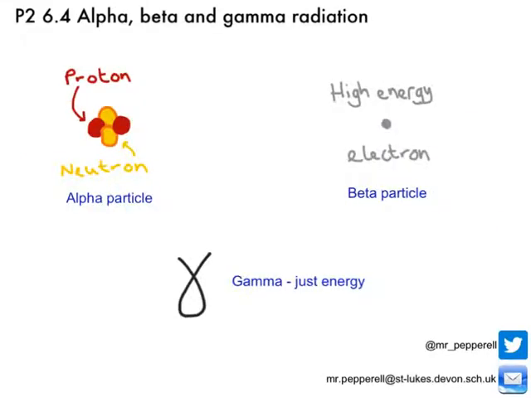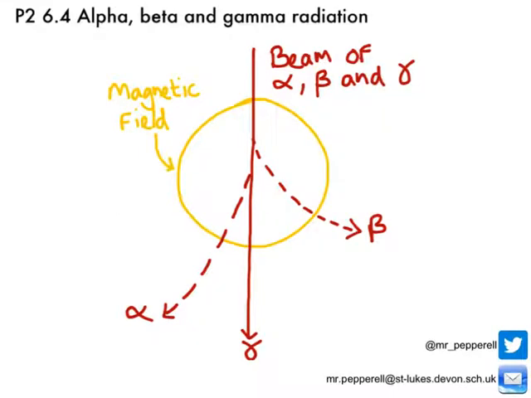Okay, so I know we've previously talked about what alpha particles are and what beta particles are, and we've talked about the fact that gamma is just energy, but now I want to think about how we can actually determine something about the nature of these different types of radiation. And the first thing we're going to do is to use a magnetic field. So with our magnetic field, let's start with beta particles, okay?